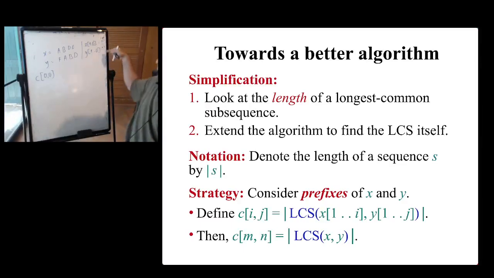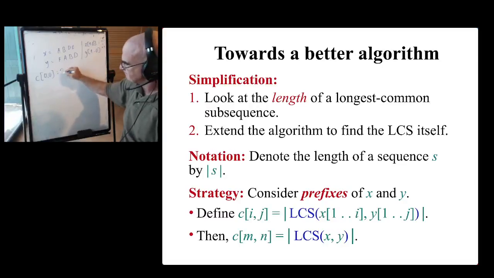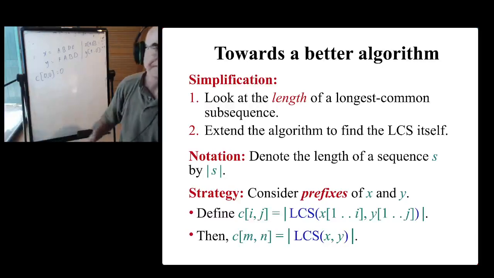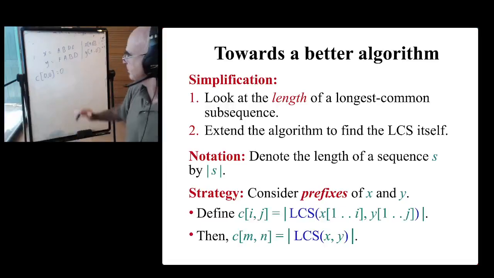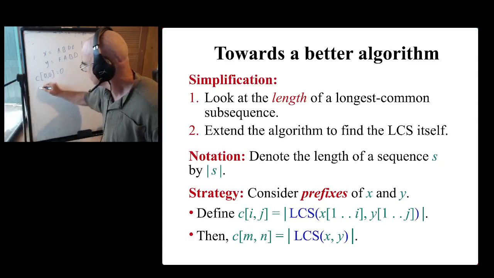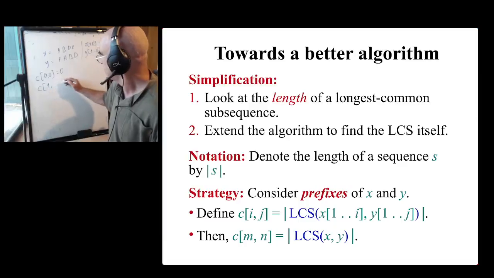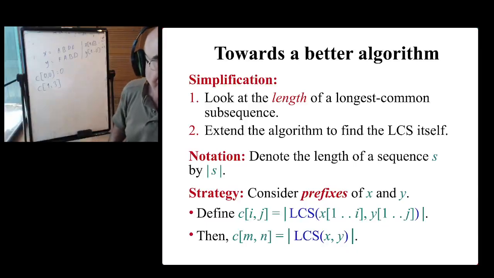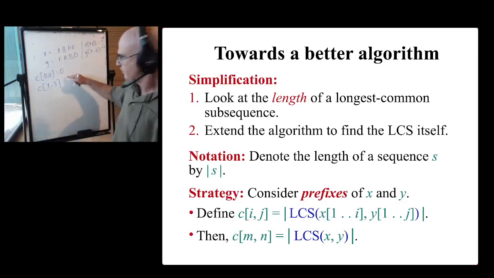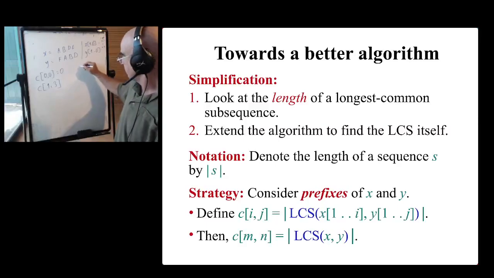And how many characters can we match between two empty strings? None, so there is nothing to match. Oh, that shouldn't be too controversial. Let's take the first interesting case. I think C of 1,3. What is C of 1,3? I need to compute what is, in this case, x of 1 dot dot 3.